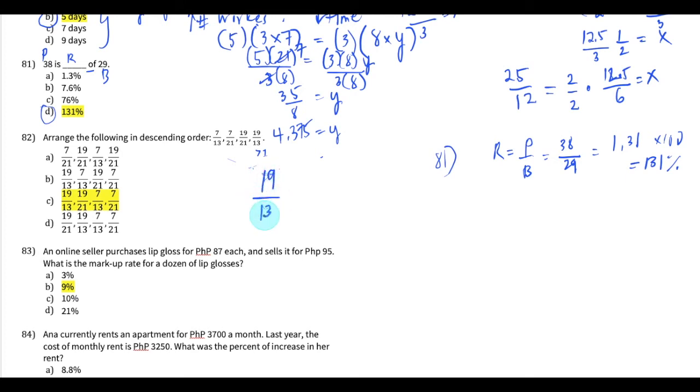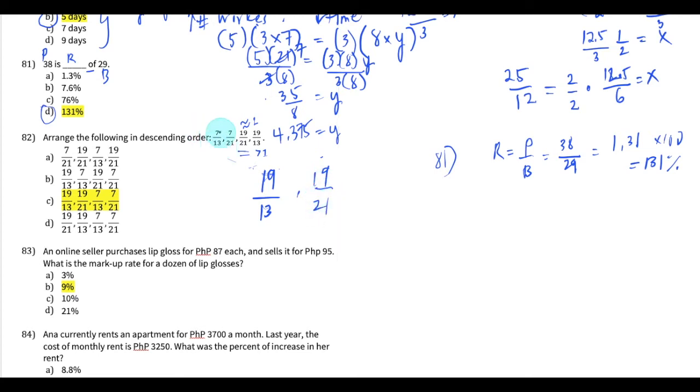19 over 13. Okay, sa mga natira, ano yung pinakamalapit or pinakamaliit yung difference ng numerator and denominator na? That would be ito. Tama ba? Kasi 7 and 13, medyo magkalayo. 7 and 21, magkalayo. 19 and 21, magkalayo. Ibig sabihin, ito, close to 1. Right? Not equal to, pero close. So, alam ko, siya yung sunod.